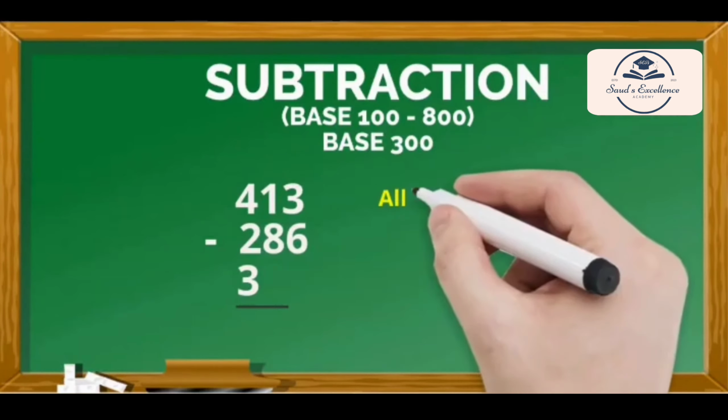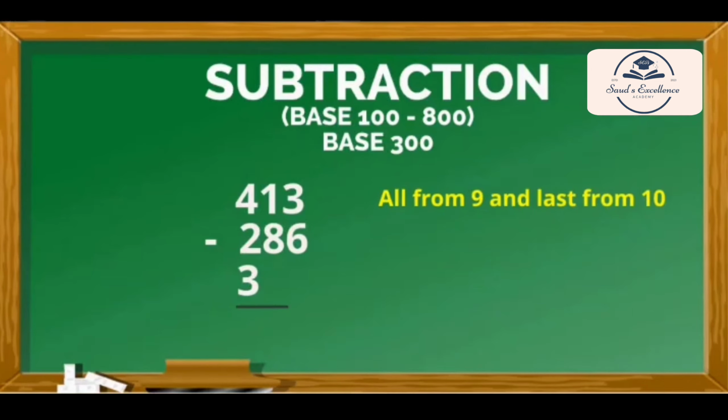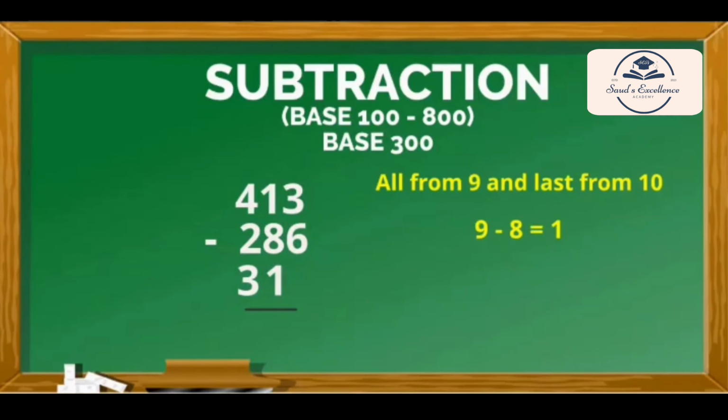For finding complement of two-digit 86, we have the formula, all from 9 and less from 10. We have to subtract 8 from 9, we write 1. We have to subtract 6 from 10, we write 4.